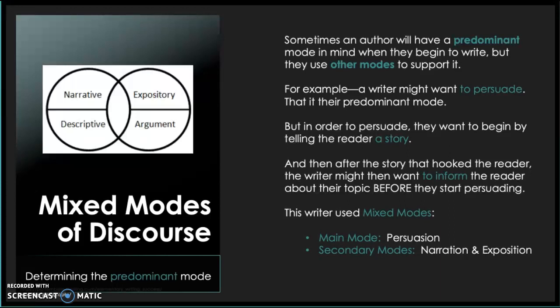But in order to do that persuading, I might start with a story, because remember what I said, that stories are really important because humans hook into stories and they want to hear them, and our brains are wired for them. So I'm going to start by hooking you in with a story, and then you're going to be on my side already, and that story is going to relate to what I want to convince you about. And it's also going to relate to something about the topic that you probably don't know.